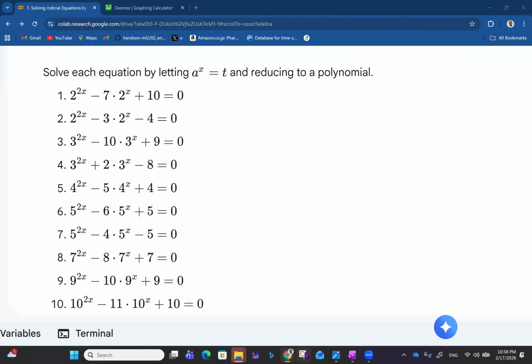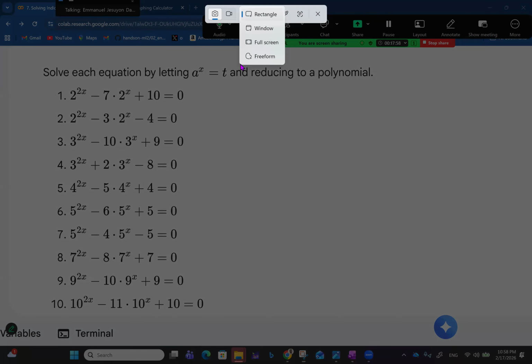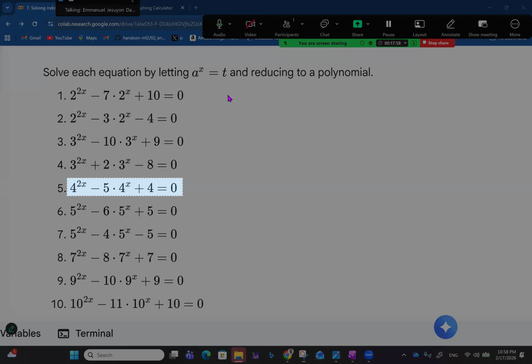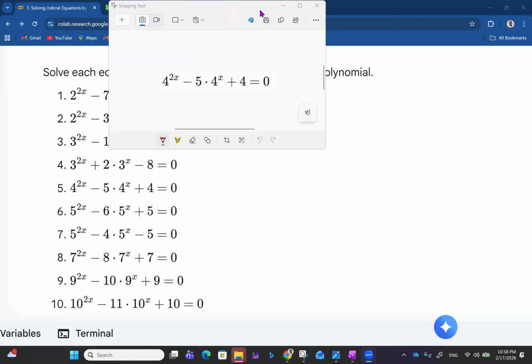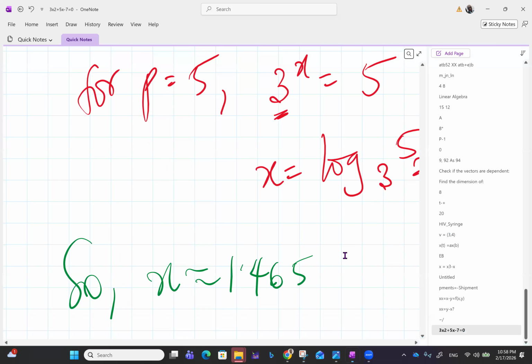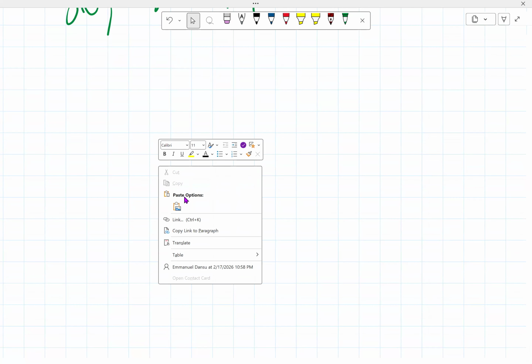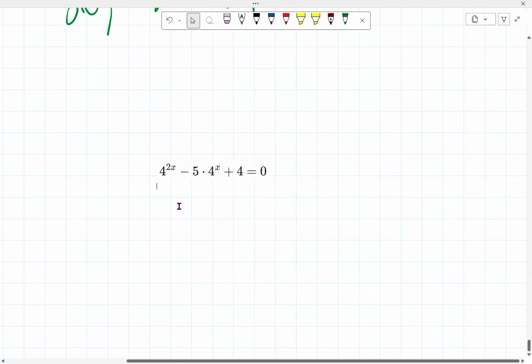So let me snip like before, since I can just copy and paste. So I have this rectangle question, I'm taking question 5. Okay, 4 to the power 2x, and so on. So now that we have this, I learned that I can just copy this, take it to the worksheet, and then paste it here. Good. So I have this now to solve.